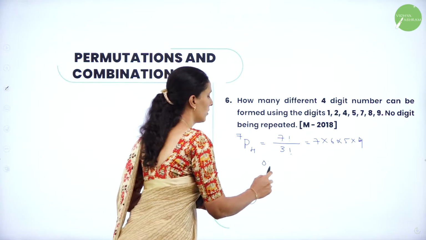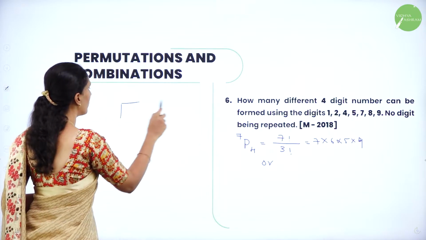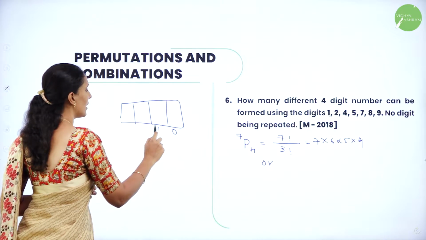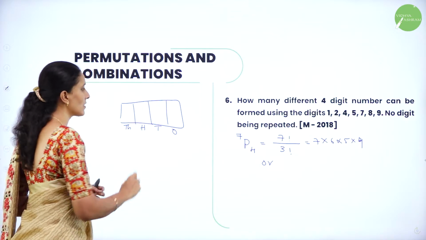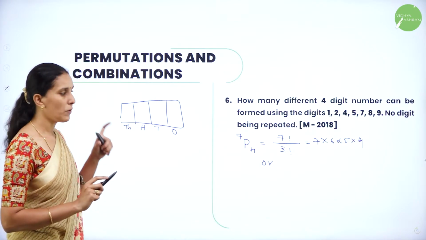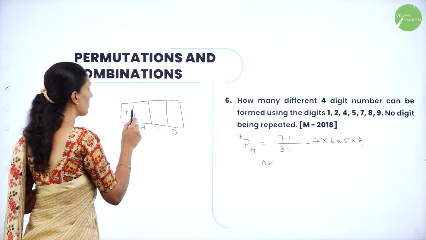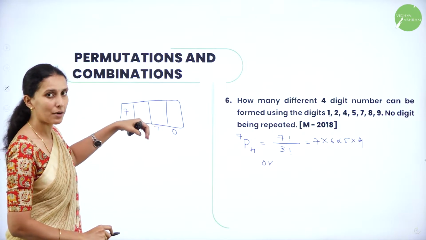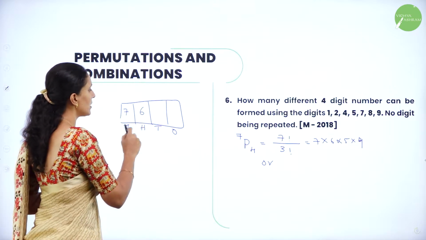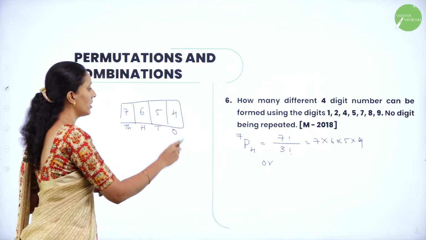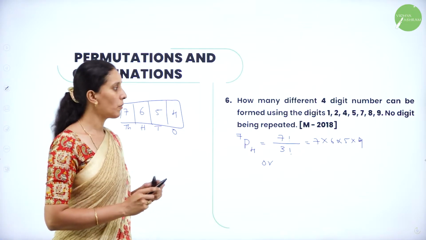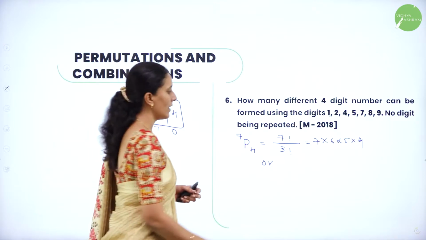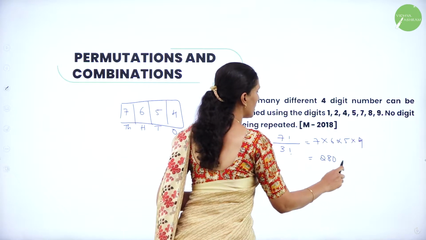Or you can use the method of the columns. A 4 digit number means you have ones place, tens place, hundreds place and thousands place. So you have a total of 7 digits. Suppose you have all the chances to fill the thousands place, that is all 7 chances. If one number is filled, you cannot repeat it in the second place, so here it reduces. Similarly, it goes like this: 7 into 6 into 5 into 4. So the total number of 4 digit numbers that can be formed is 7 into 6 into 5 into 4. Hence, the value is equal to 840.